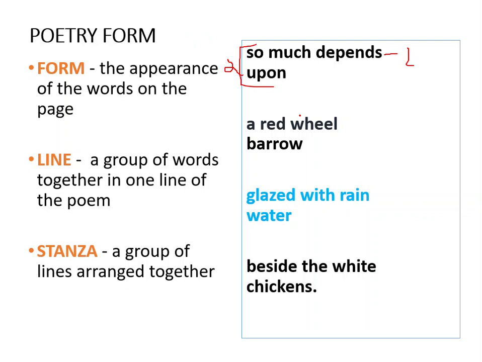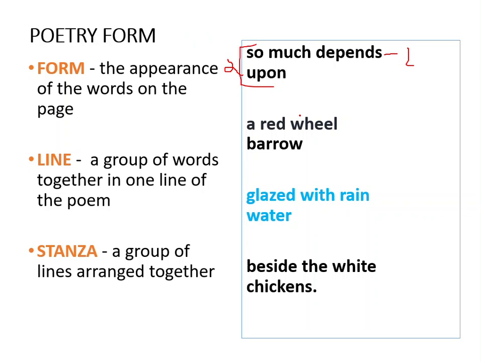Now, the thing is, a lot of people ask me what this poem means. And, to be honest, I don't know. It's sort of whatever you take out of it in a way. You could just say so much depends upon. Why? Because on a farm, a wheelbarrow was quite important. And perhaps that's something to do with it, but it really is more of this.